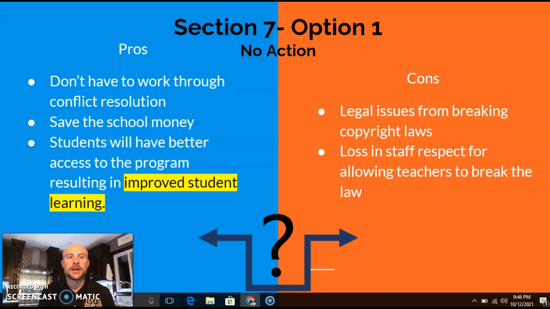Breaking down each option. Option 1, pros of doing nothing. Don't have to work through any conflict resolution. We save the school money. Students will have better access to the program, resulting in improved student learning. Cons: major legal issues, breaking copyright laws, loss of staff respect for allowing teachers in our school to break copyright laws.